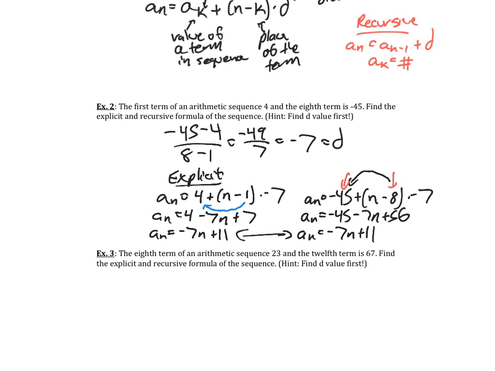And then the recursive, I'm running out of room, so let me do it up here. I'll do it in blue. The recursive would be a sub n equals a sub n minus 1 plus the difference, or in this case minus the difference, minus 7. And then I have to give a term. I have the first term. You could say a sub 1 equals 4. You could say a sub 8 equals negative 45. Either one would be acceptable, but that would be your recursive sequence.